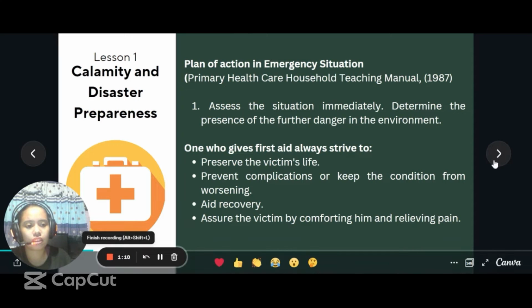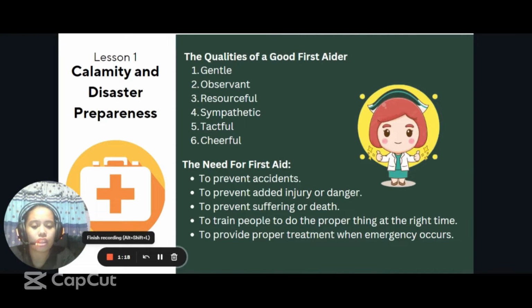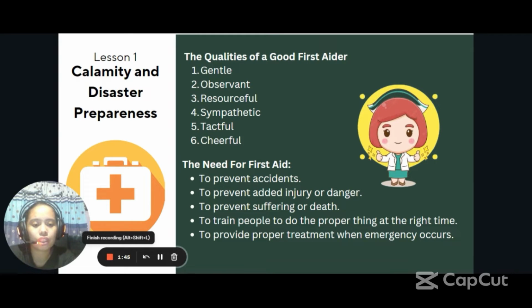So next, qualities of a good first aider. Number one is gentle. Dapat he shouldn't hurt the victims when handling him. Dapat gentle jud, hinayon si victim. Number two, observant. He needs to be aware of any signs of the victim's body. So, obserbahan mo ang mga signs sa victim's body. Number three, resourceful. He should utilize resources efficiently.